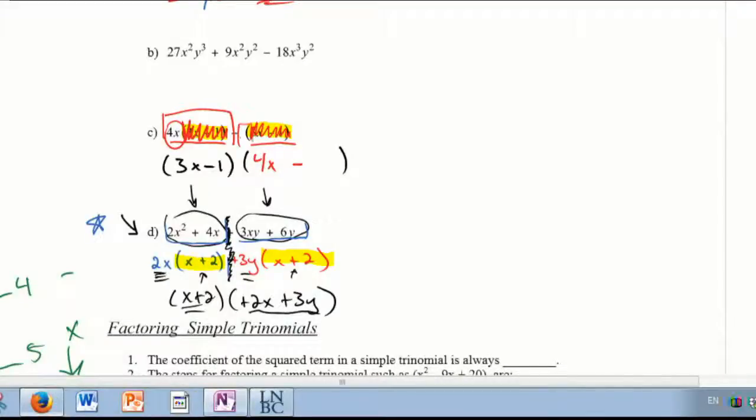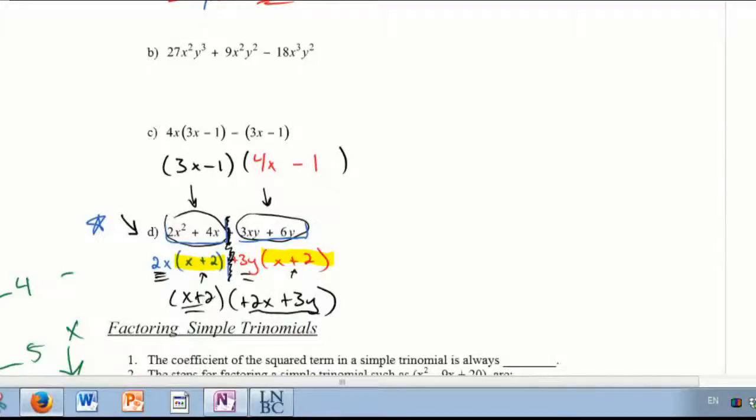What's left? Well, I don't have anything here. It's just blank. So what do I know is out front here, but I don't write? Well, there's always a 1 there. So I put a 1 back in. And that's that. That's done.